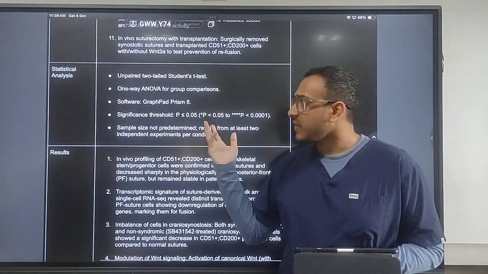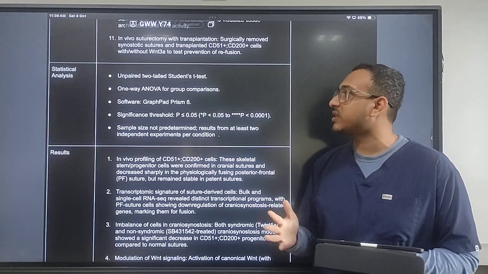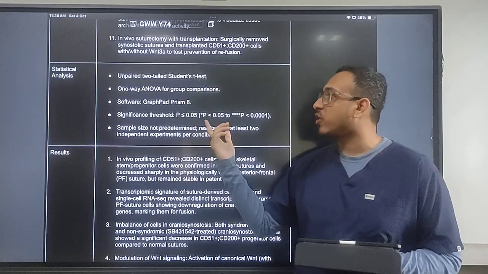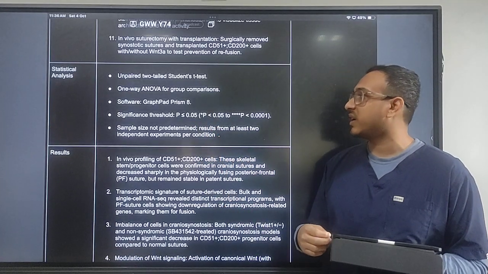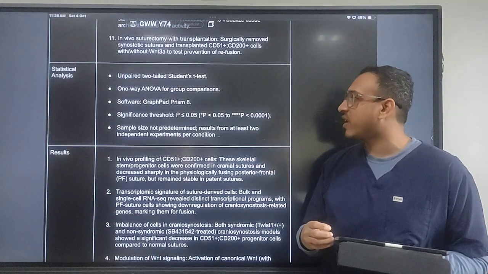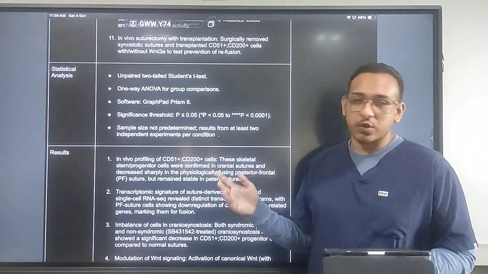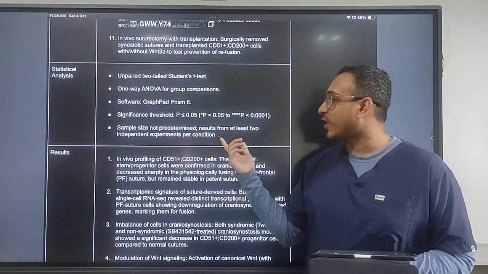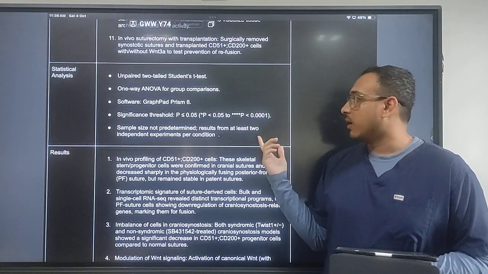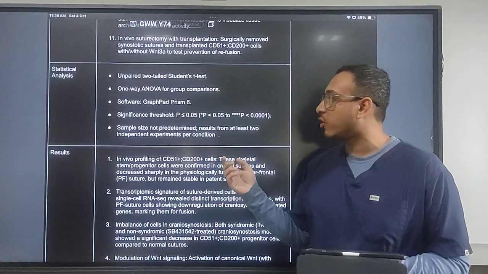For the statistical analysis, they used a two-tailed Student's t-test and one-way ANOVA for group comparisons. They used the software GraphPad Prism 8, and significance was set at p less than 0.05. The sample size was not predetermined. Results from at least two independent experiments per condition were considered.